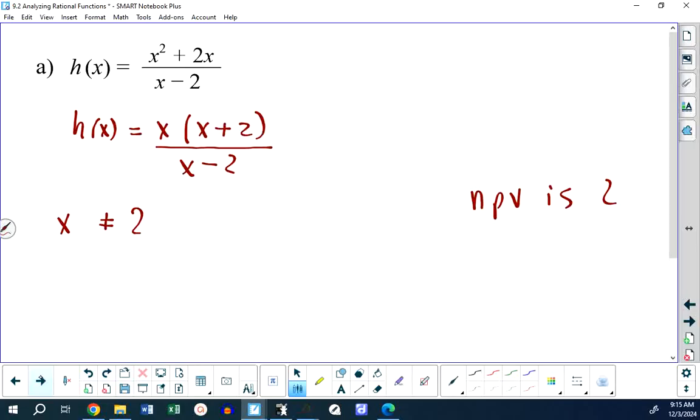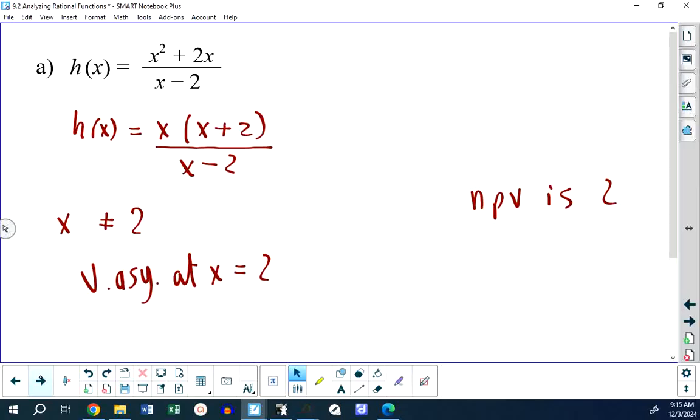Will this function have any holes? No. Will it have a vertical asymptote? Yes, because the factor doesn't cancel. So you're going to have a vertical asymptote at x equals 2. And we don't have the time, but if you want to, you have a graphing calculator. Later on, you can put this into your calculator and see what it looks like. Any questions with h of x?